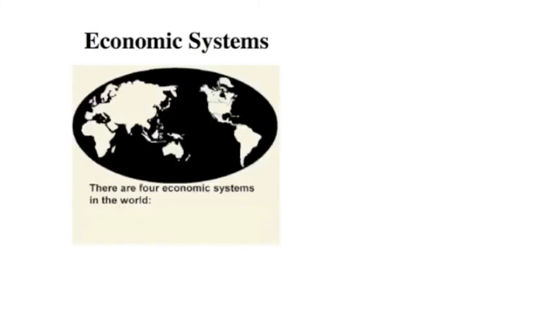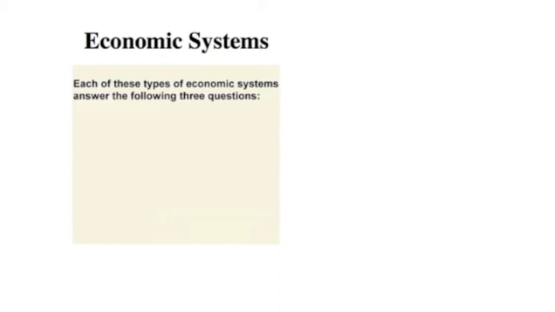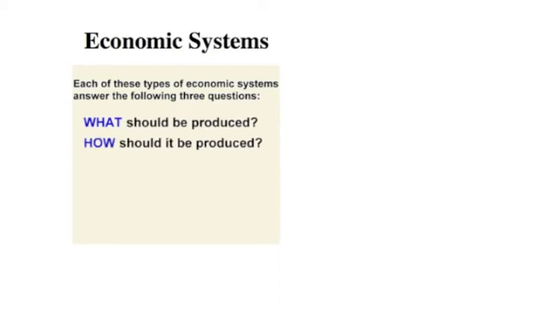Quick review. There are 4 economic systems in the world: market economy, command economy, traditional economy, mixed economy. Each of these types of economic systems answer the following 3 questions. What should be produced? How should it be produced? For whom should it be produced? What, how, for whom?